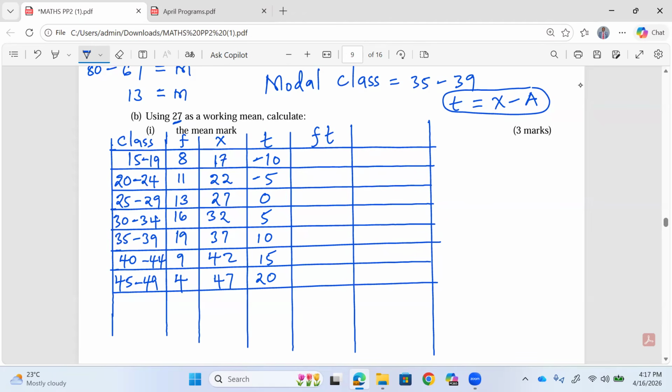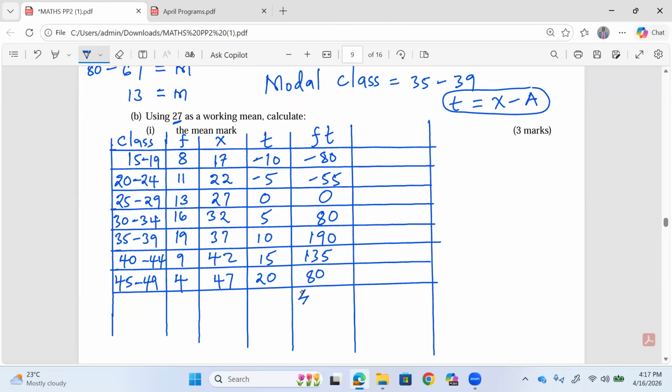So the first one is 8 by negative 10. We get negative 80. After that, we go to 11 and negative 5. We get negative 55. This one is a 0. 13 by 0 is just 0. 16 by 5, I use my calculator and I get 80. 19 by 10, I get 190. 9 by 15, I get exactly 135. Then from there, we can talk of 4 by 20. Is it 80? Yeah, exactly 80.